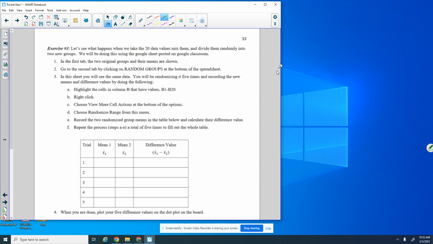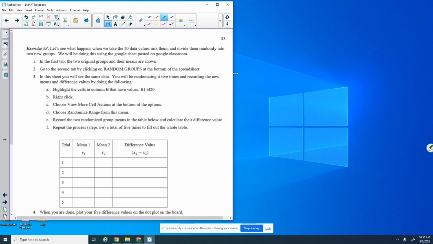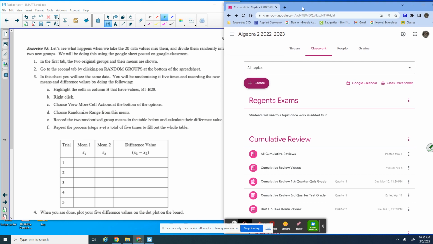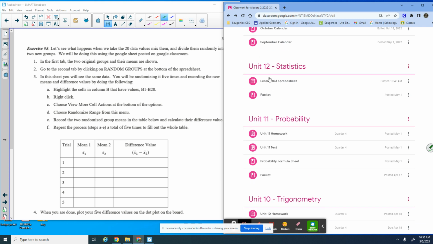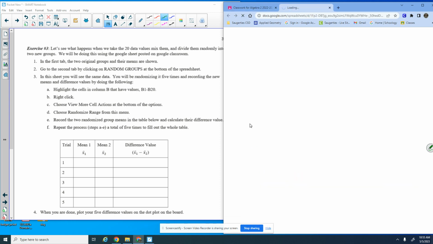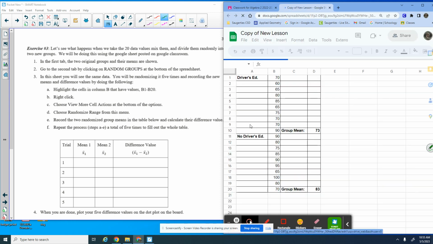I'm just going to change the view on this so we can fit both of them. If you go to Google Classroom in some sort of window, and this will be much more easily done in class, we're going to do it on computers. Google Sheets is kind of hard to use on a phone. So if you go to our classroom, go to the classwork tab, and scroll down to statistics, I have an assignment called Lesson 103 Spreadsheet. You're going to open this document here.